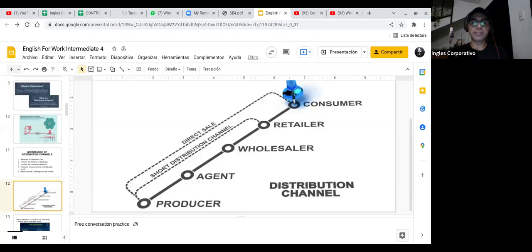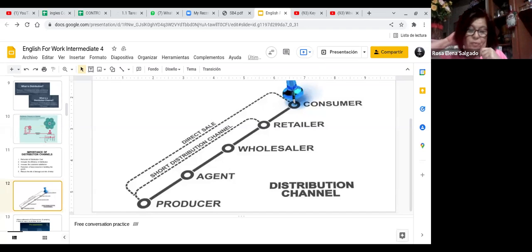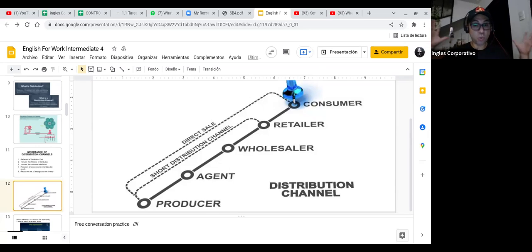Do you know what a wholesaler is? It's a person or company that sells in large quantities. Very good. Large quantities, like for example Walmart. We were speaking about Walmart before. So Walmart is a wholesaler. There are lots of things there, right? And also, it can be direct to a retailer. What is a retailer?